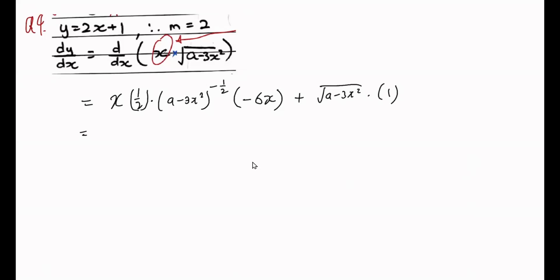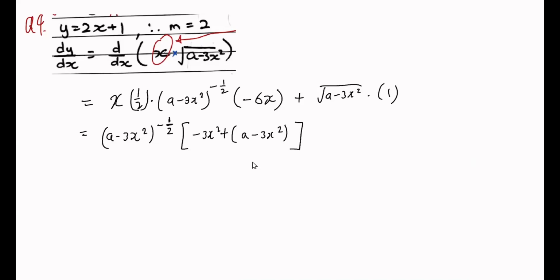The lower power, minus half. Correct. Okay, so a minus 3x squared to the power of minus half, square bracket. Can you continue? Tell me, I write for you. Minus 3x squared. Oh, correct. Sorry. Yes, continue. Bracket open, a minus 3x squared. Plus sign over here. Okay, good.